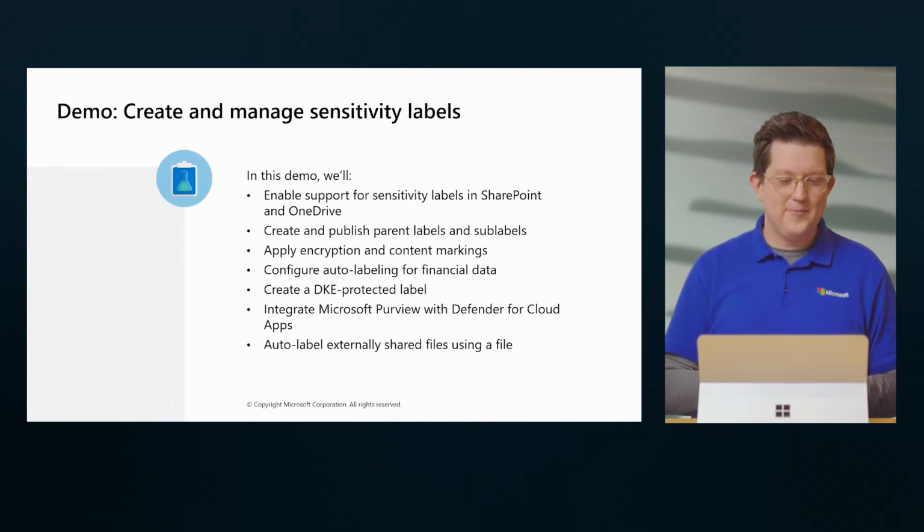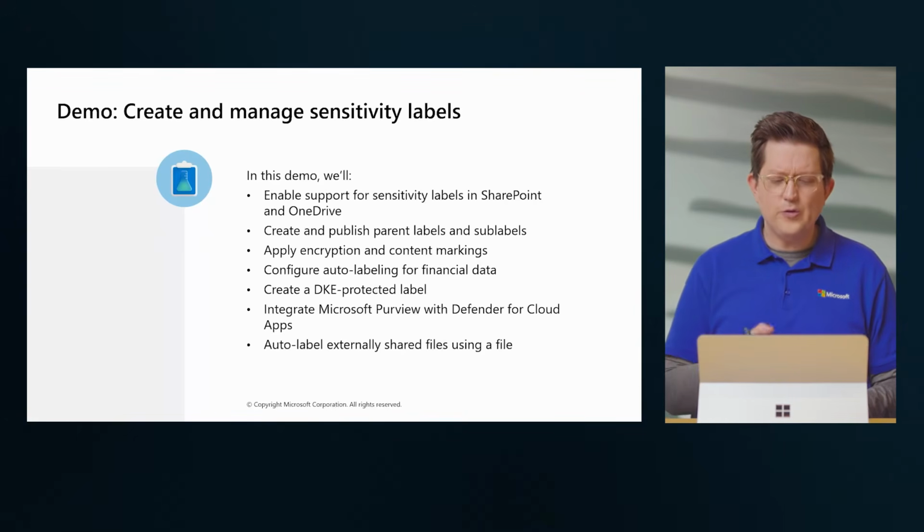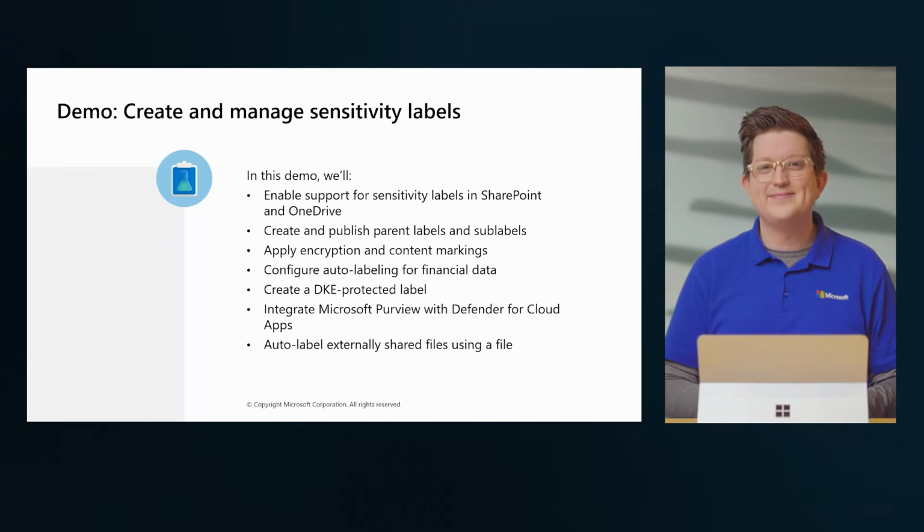All right, now, let's go through and we'll take a look at Purview's portal itself, and we're going to set up a few different things. We'll take a look at how sensitivity labels work across a number of different areas, including parent and sub-labels, and also talk a little bit about how auto-labeling functions. Let's get started.